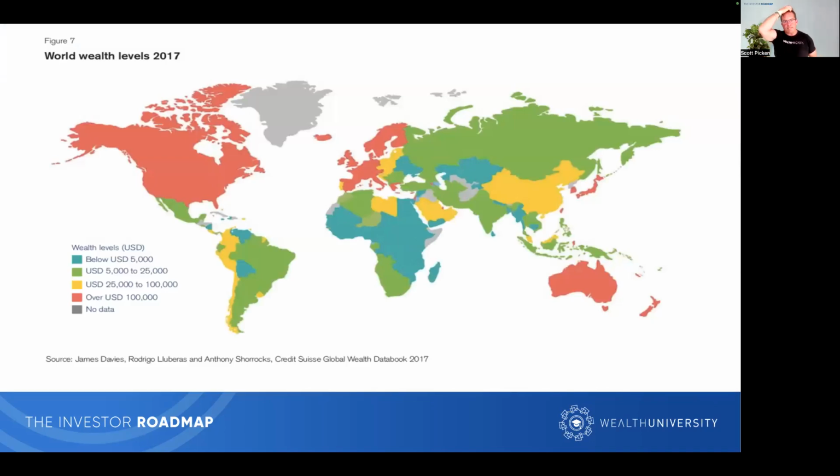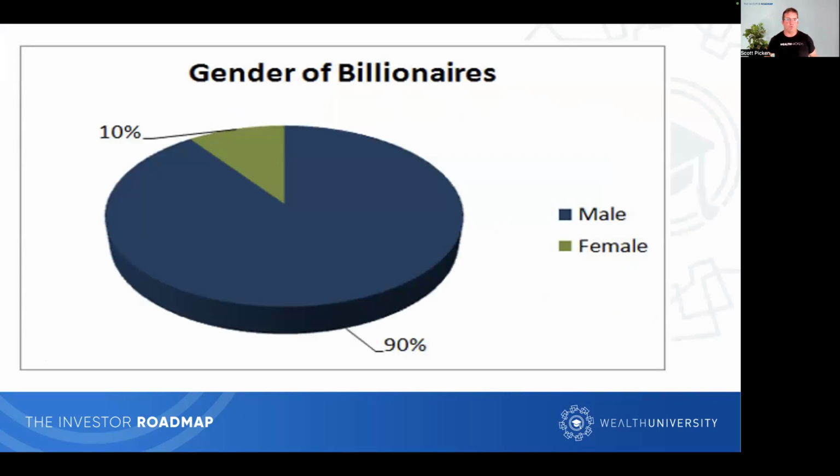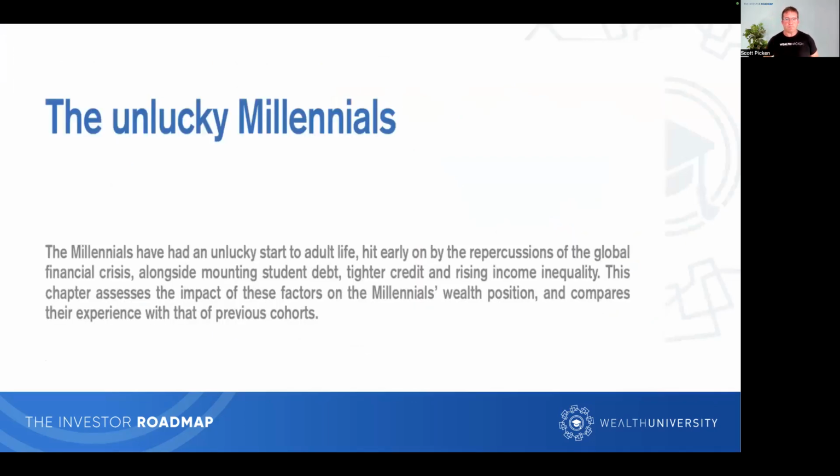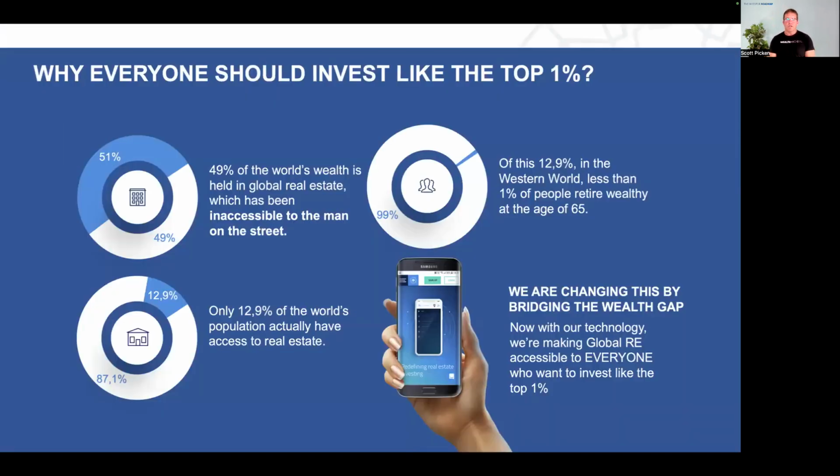Where you live in the world has a dramatic impact on your wealth. Whether you're a male or female has a dramatic impact on your wealth. And even the timing of when you were born has a massive impact on your wealth. When we did the research, I was astounded to find that 49% of the world's wealth is held in real estate, in property. And yet only 12.9% of the world's population actually has access to property. And of that 12.9%, only 1% has access to commercial property and other alternative assets. And I was like, that's ridiculous. This wealth gap and all of these problems like the ones my father experienced are never going to change unless we can use technology to help everybody invest like the top 1%.